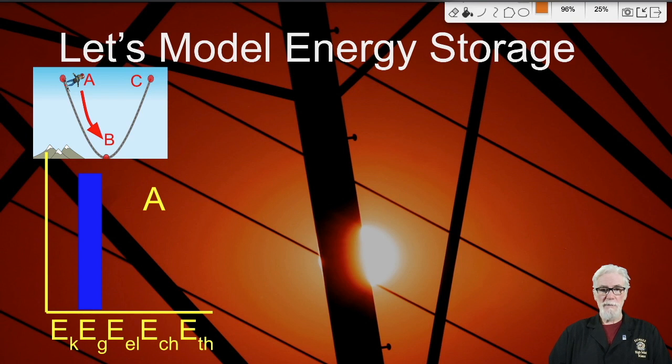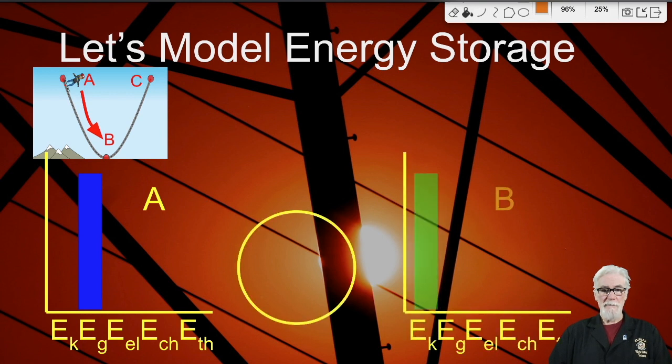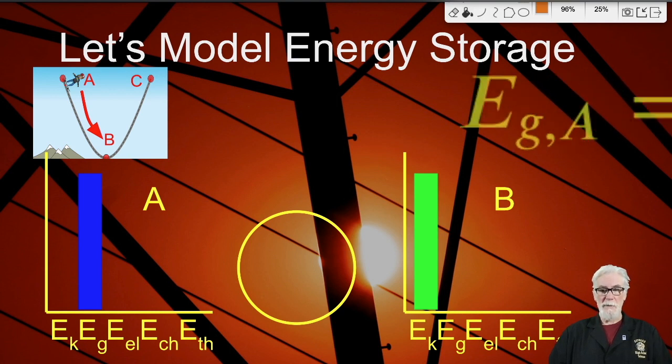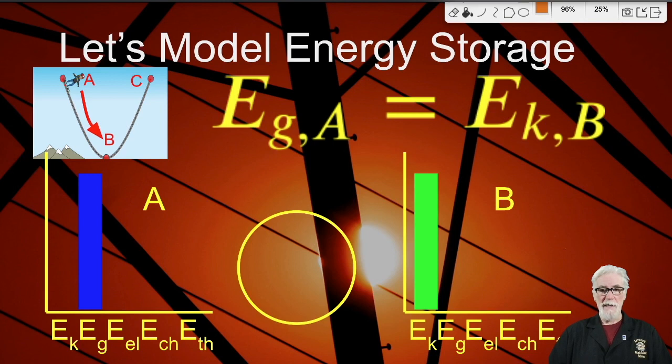LOL chart tells the same story but in a different way. There's a bar for EG, that's all the energy storage at A, and then at B, there's a bar for EK, that's all the energy storage at B, and it's the same size. So in a symbolic representation, EG at A equals EK at B tells that story. There's no arrow going in or out of the LOL chart because it's a closed system.